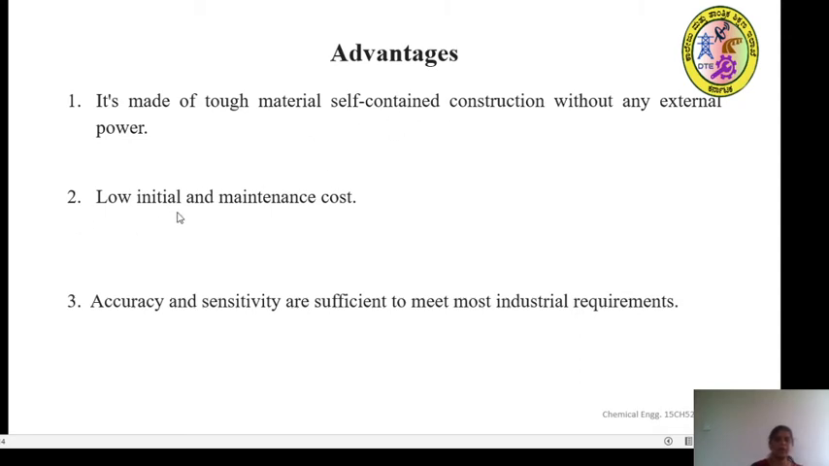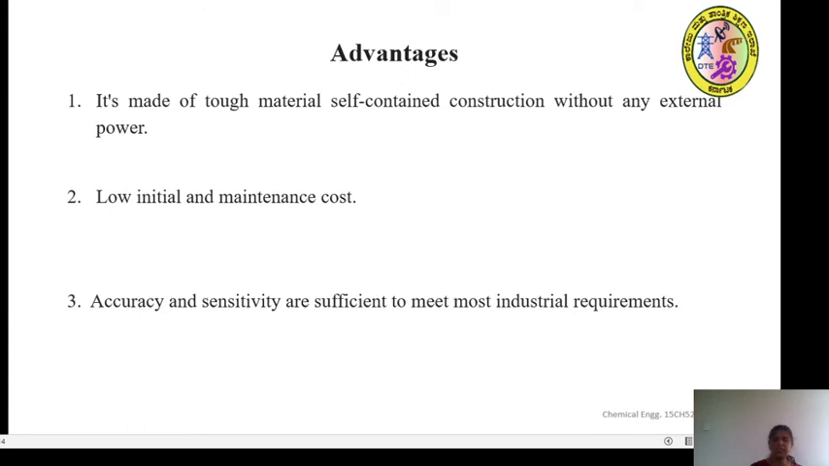So it has low initial and maintenance cost, and it is of high accuracy and sensitivity. That is why it is being used in many industries, because of these two characteristics, they are sufficient to meet most industrial requirements. So we have learned what you understand by accuracy and sensitivity, the meaning of these terms in our earlier sessions.